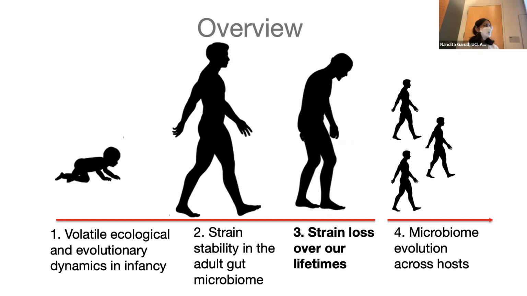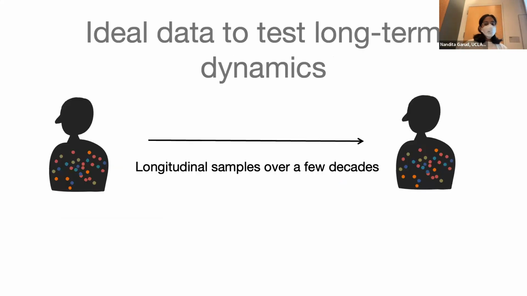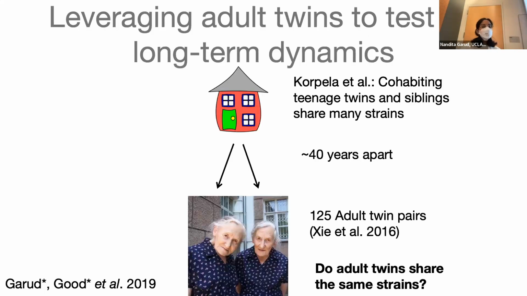So as I said, we have volatility in infancy that gives way to stability, but then that gives way to strain loss. So what we want to do is not just look at our microbiomes on daily or monthly timescales. We actually want to look at this on decadal timescales. So the ideal data to test long-term dynamics is to sample the same host over a few decades. But a PhD lasts much shorter than a decade, fortunately. So what are we going to do instead? We're going to leverage adult twins to test for long-term dynamics.